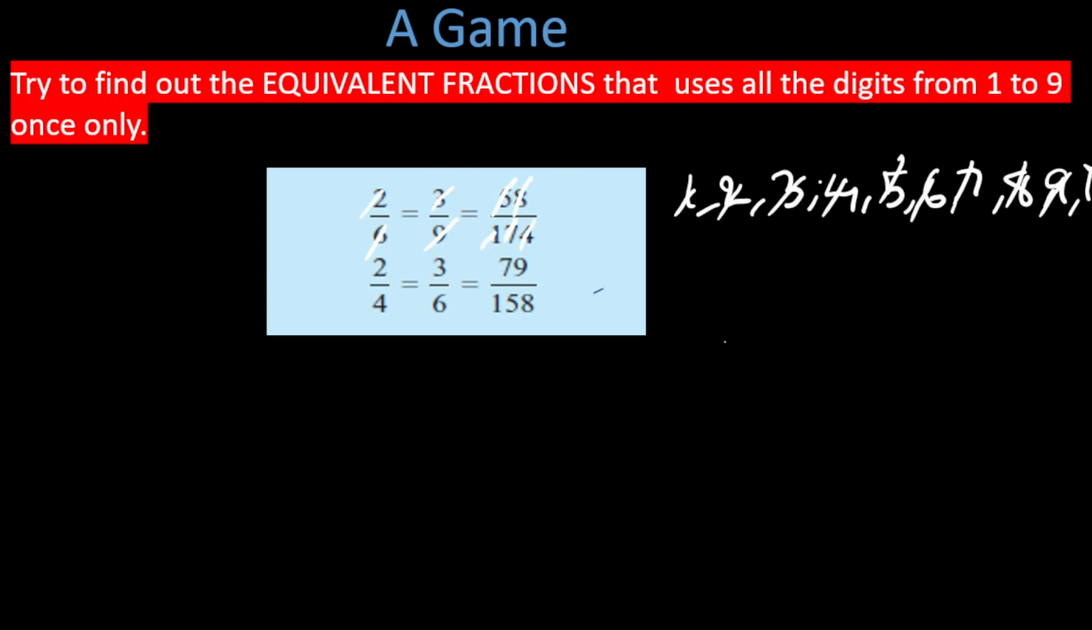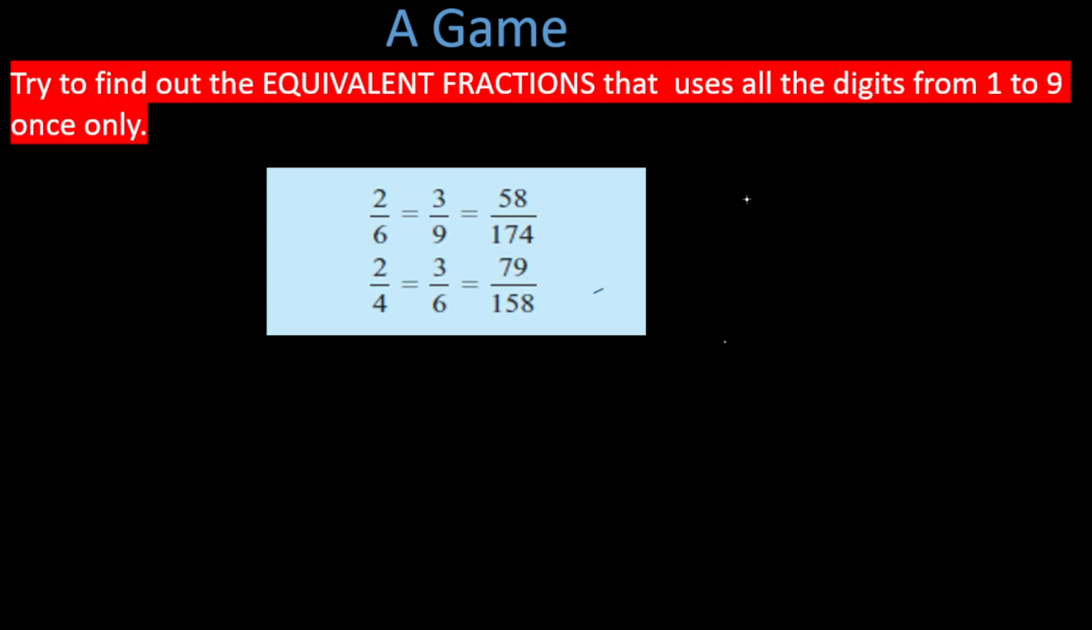See, you strike out all the numbers. And let me check with this. Here 1 is there, and 2 is there, and 3 is there, and 4 is there, and 5 is there, 6 is there, 7 is there, 8 is there, and 9. So these are the equivalent fractions which contain numbers from 1 to 9, and those numbers are not repeated. Children, you can find 2 more fractions of this kind and comment on the comment section.